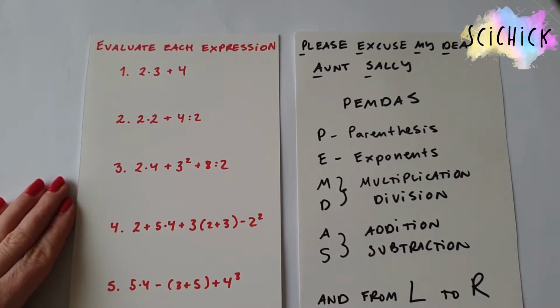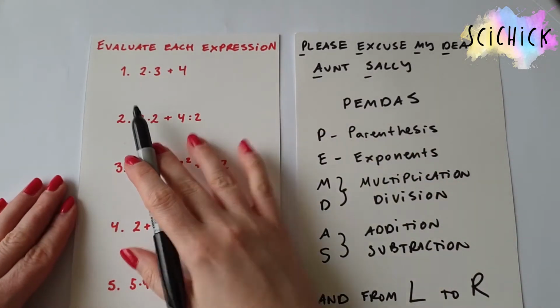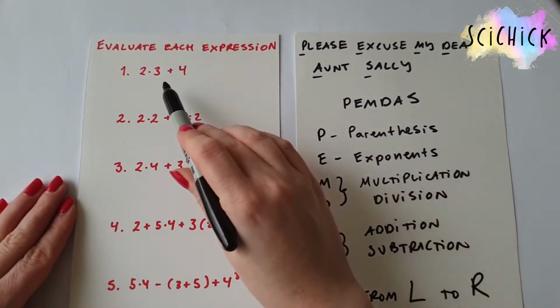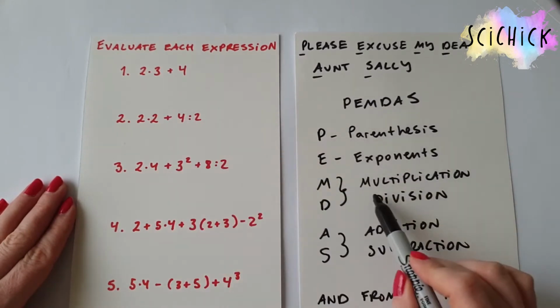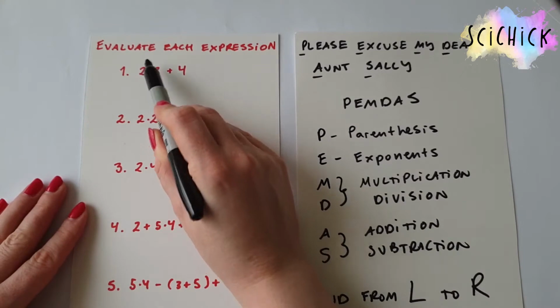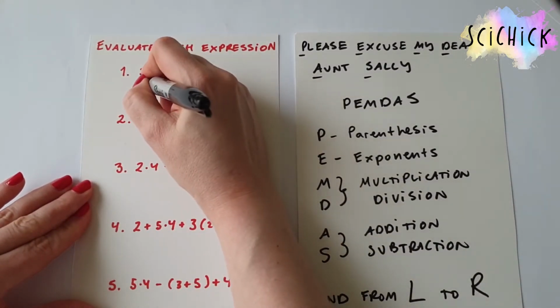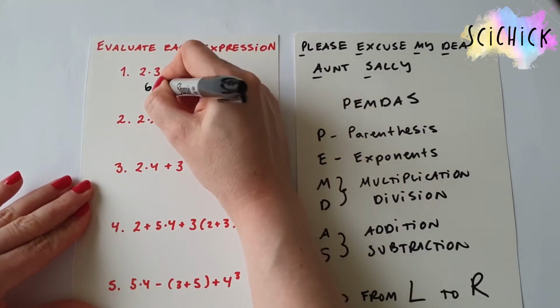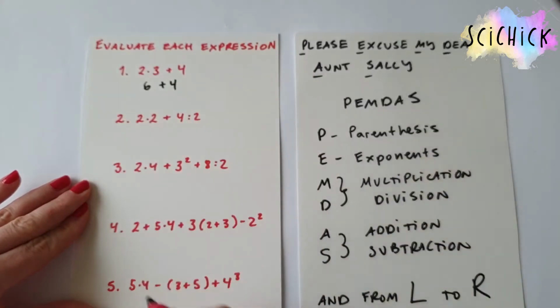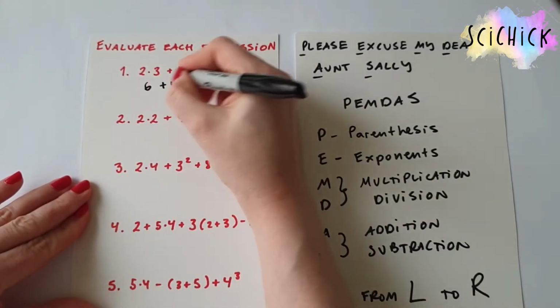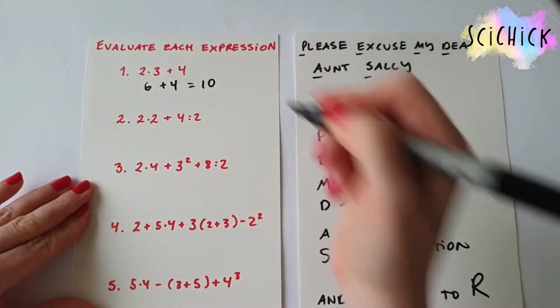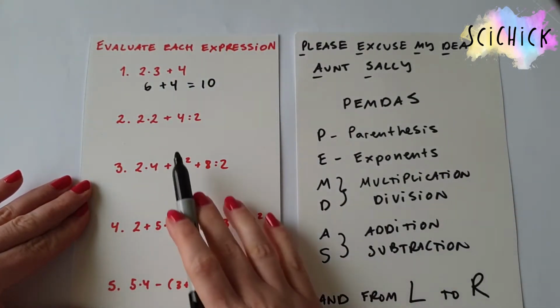So then we just go over here and we look at this and we go like, do I have parentheses? No. Exponents? No. Multiplication? I do. So I start with multiplication. And I have 2 times 3, which is 6. And then I take that down with me, plus 4. And now I can calculate. 6 plus 4 is 10. I'm done.